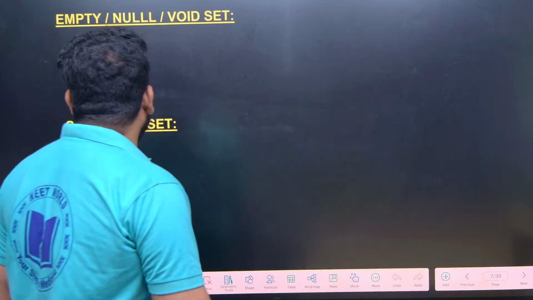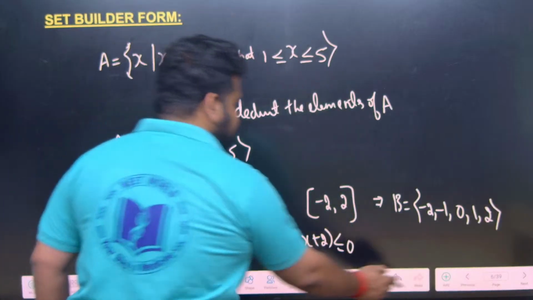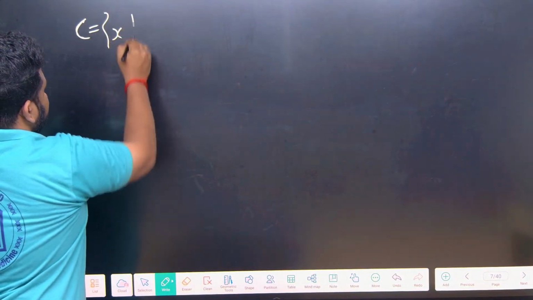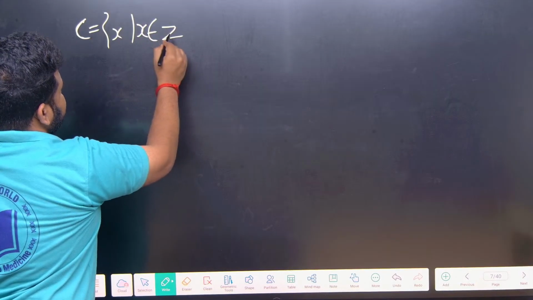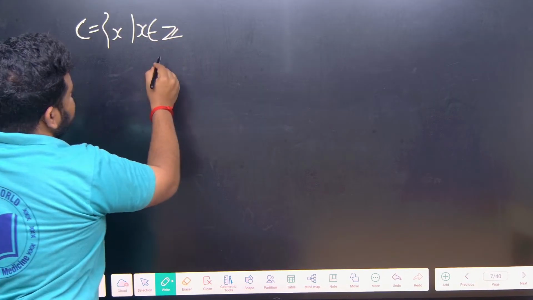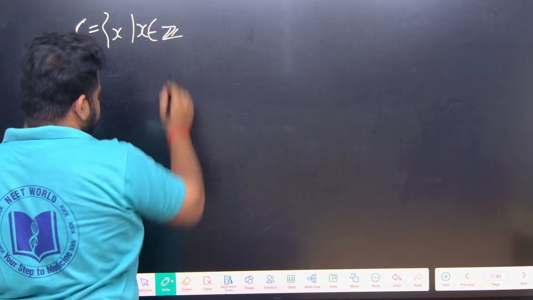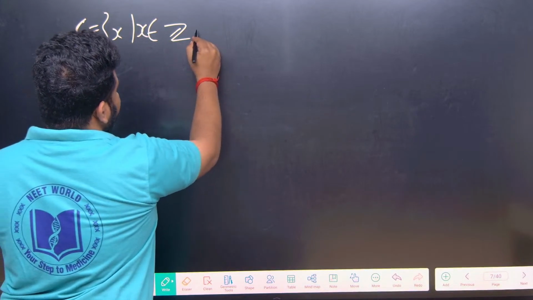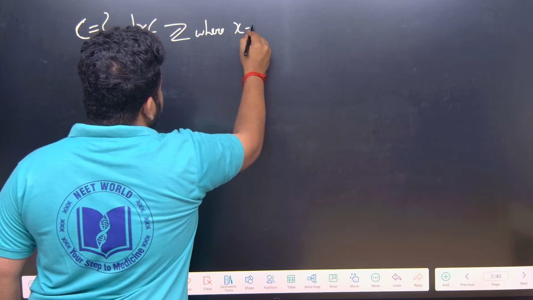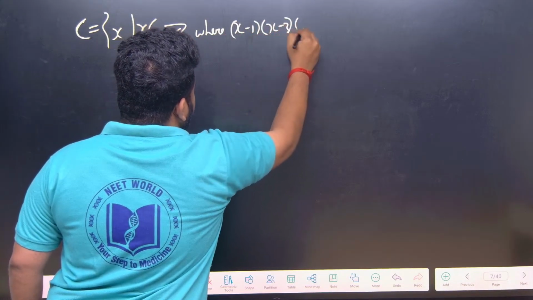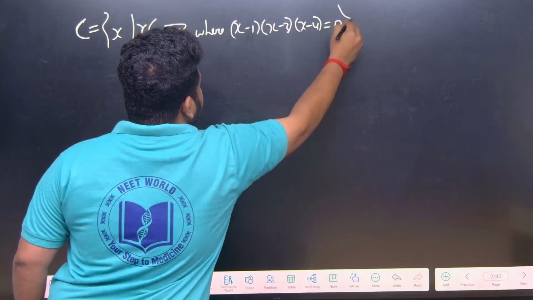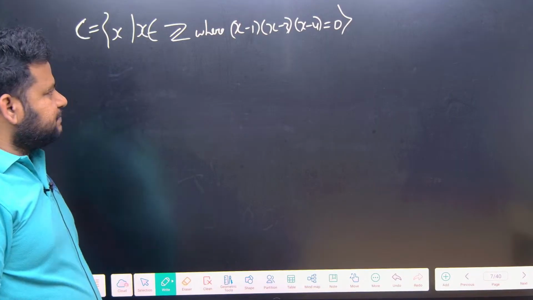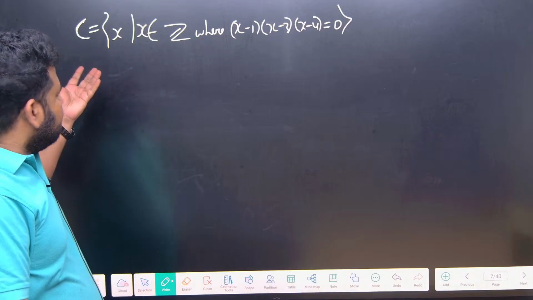So let us take one more example for set builder form. See here, let C be a set such that x belongs to the set of all integers. We write integers like this. Such that (x minus 1) into (x minus 3) into (x minus 4) is equal to 0. So we have to deduce the value of x. That means we have to decode the elements of set C.